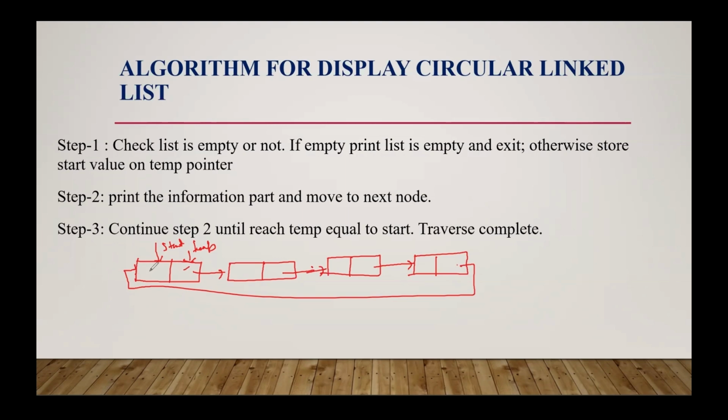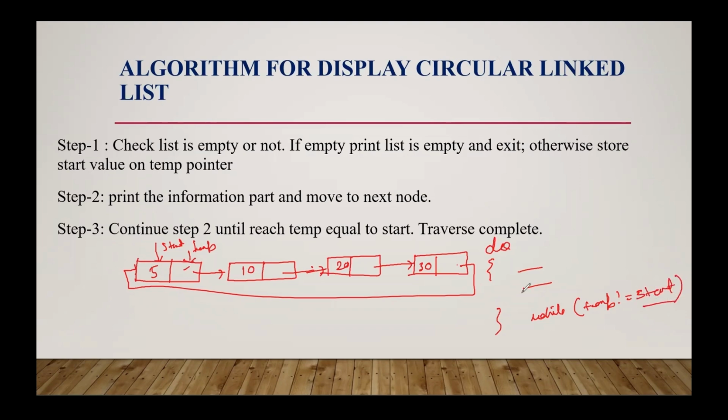So here, for example, the values 5, 10, 20, 30 are present. First we have to print the info part. This is the temp, and we have to perform the traversal. Generally, we have to go for do while. First we print the value, then we make temp equal to temp next. Then we continue while temp is not equal to which value? Start, not temp. The reason is the start value.